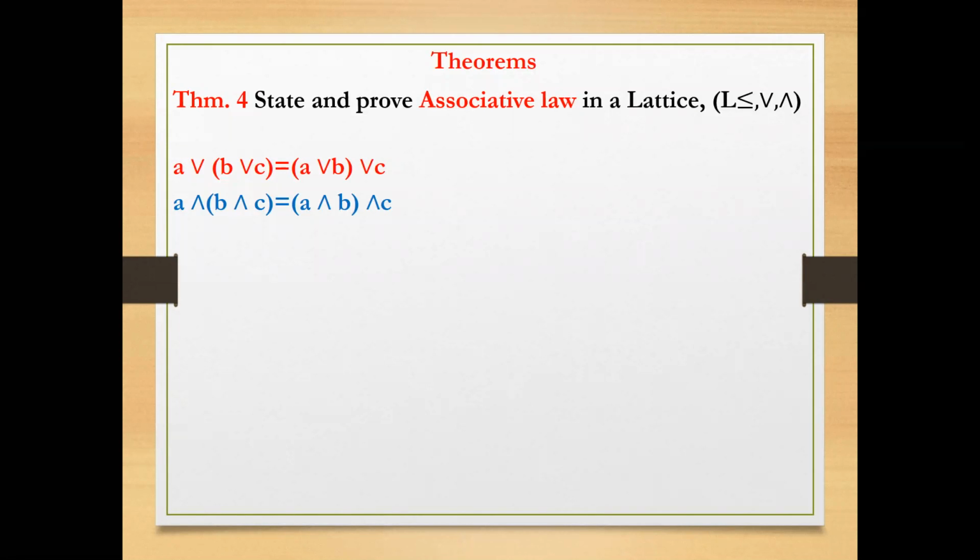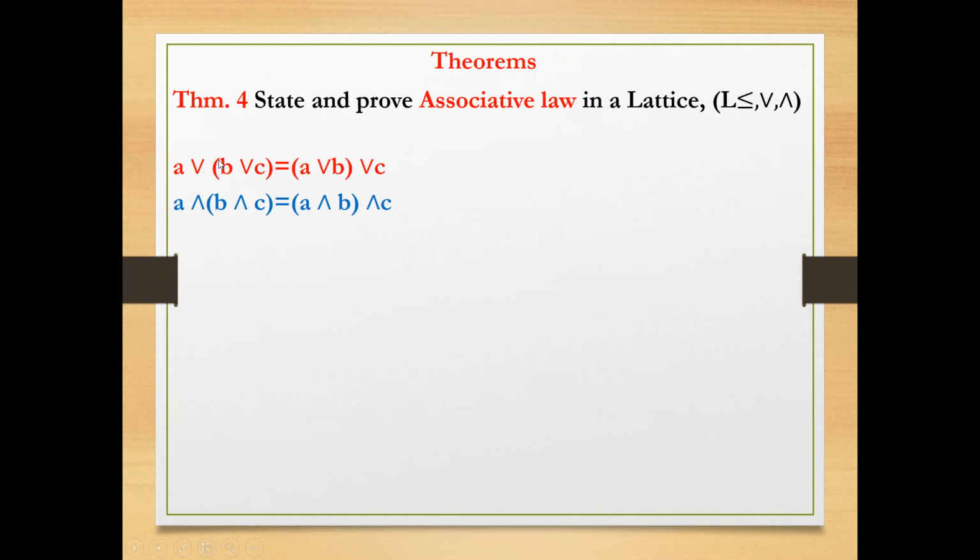Now today in this video we will discuss how to state and prove the associative law in a lattice. This is called the associative law. Here you have the symbol join in both places. The key in the associative law is that the order of the elements should remain the same, A B C, A B C, but on the left hand side we have put the bracket on the last two elements, and on the right hand side we have put the bracket on the first two elements.